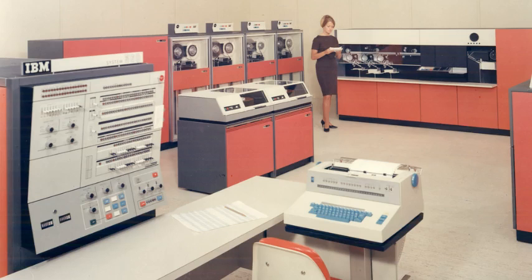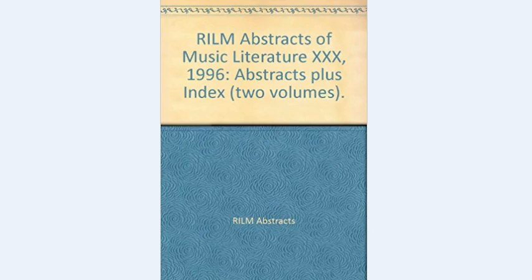It was groundbreaking in its use of computerization to organize its material, and it was the first abstracted index of literature in the humanities. RILM's main publication, RILM Abstracts of Music Literature, was issued in print annually from 1967 to 1999. Now it is available as a searchable database on the EBSCO platform.